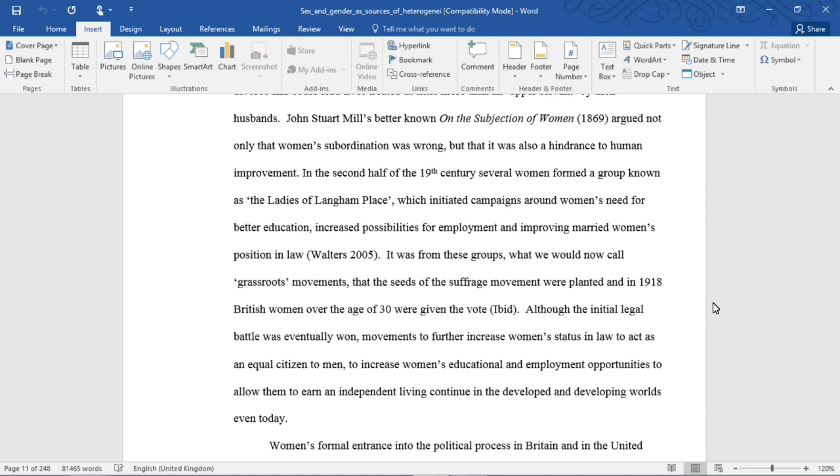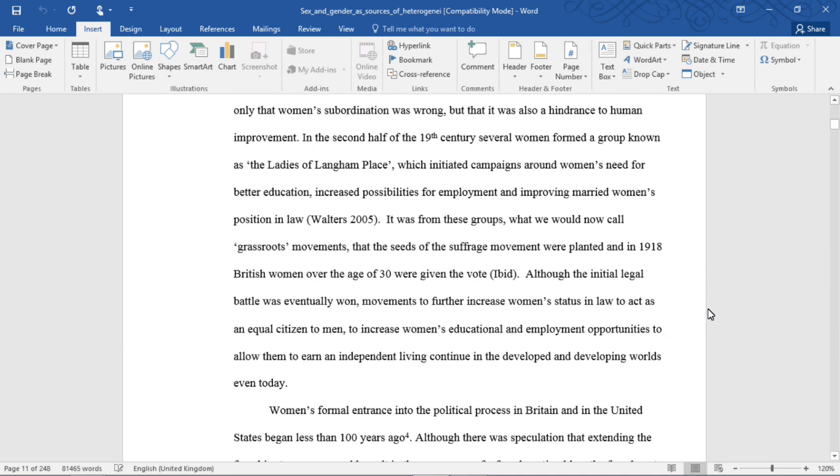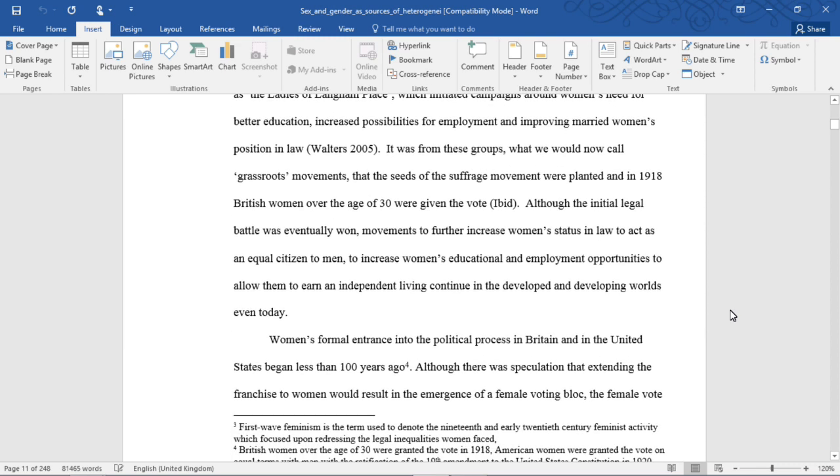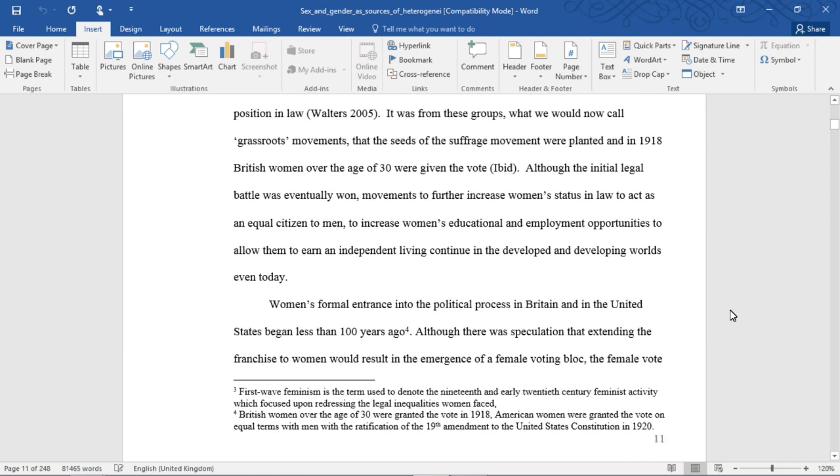It was from these groups, what we would now call grassroots movements, that the seeds of the suffrage movement were planted, and in 1918, British women over the age of 30 were given the vote. Although the initial legal battle was eventually won, movements to further increase women's status in law, to act as equal citizens to men, to increase women's educational and employment opportunities, to allow them to earn an independent living, continue in the developed and developing worlds even today.